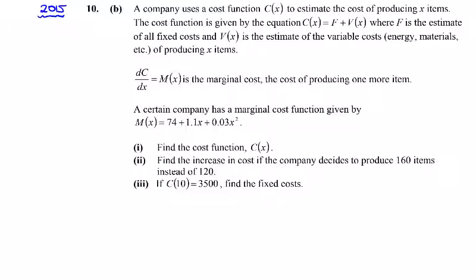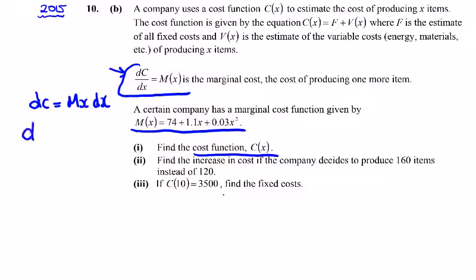2015 question 10b, we have all this information here to tell us that dC/dx is equal to m of x, and we're told m of x is equal to this. Find c of x. Go back and read the information as we go. So we can say from here dC is equal to m(x) dx.